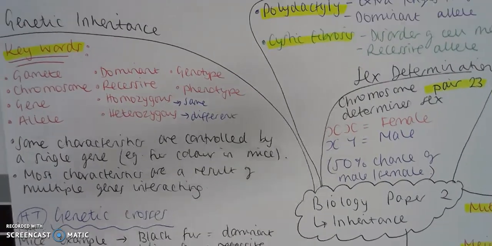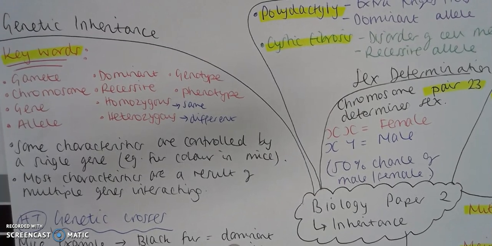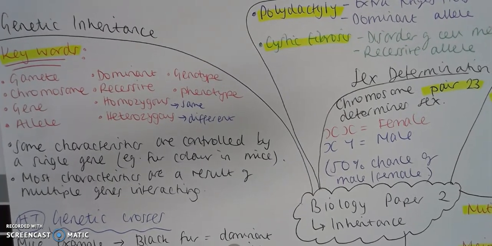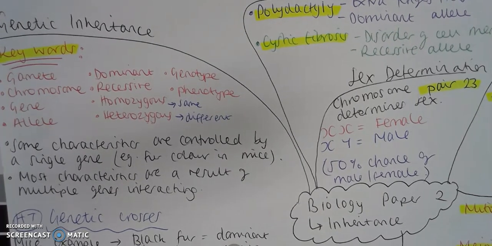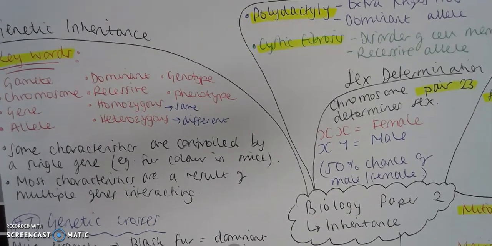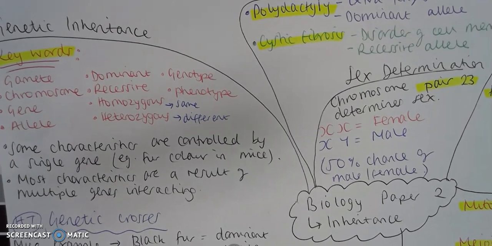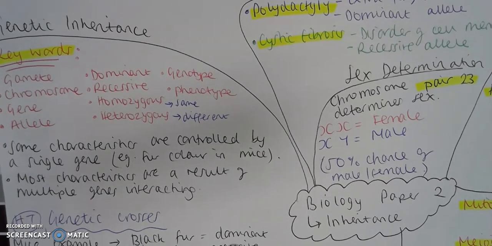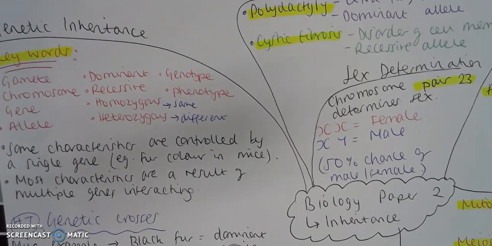We've spoken about some of these already, but just as a quick recap, we've got gametes, which are the sex cells; chromosomes, which are made up of DNA coiled together, found inside nuclei; genes, which are short sections of DNA that code for proteins; alleles, which are an alternative form of gene; and dominant, which is the type of allele that we represent with a capital letter, and only one of those needs to be present for it to be expressed.